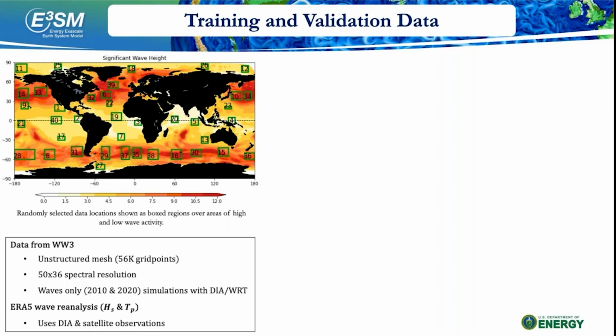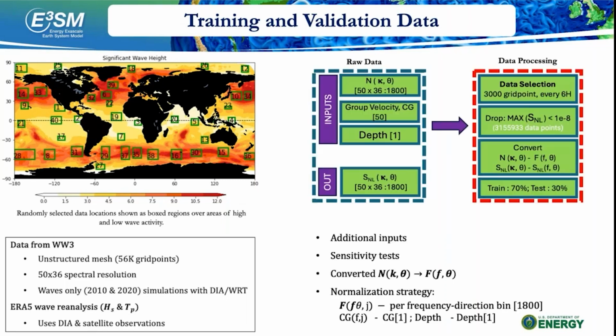We also compare our results with the ERA5 wave analysis. One thing to note is that the ocean wave model in ERA5 uses DIA as the nonlinear wave interaction parameterization, but this is actually combined with satellite observation. Another thing we did compared to other studies, which just use the spectral wave energy or the spectrum as the input data for the ML model, is that we included additional inputs like the depth and also the group velocity.